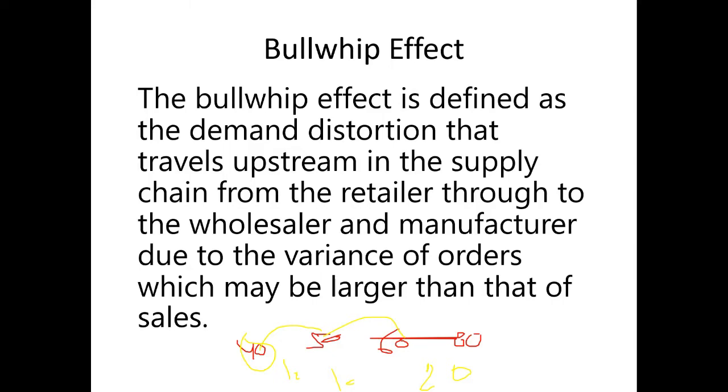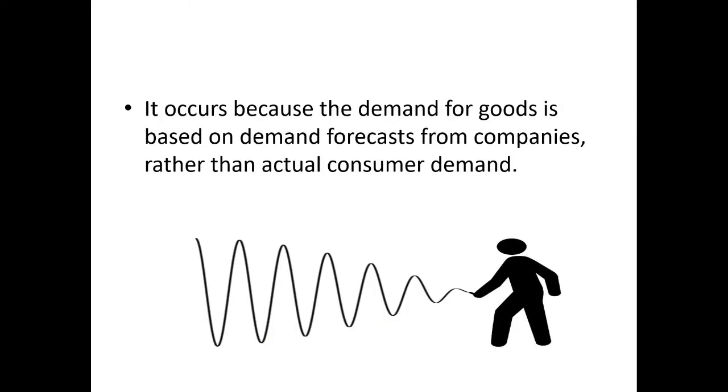Now we will see what is in the next slide. Here I am explaining that it is a whip, and this end is the actual demand, and here is the manufacturer side. So here is the retailer, wholesaler, and all of the parts of the supply chain, and there is a spike.